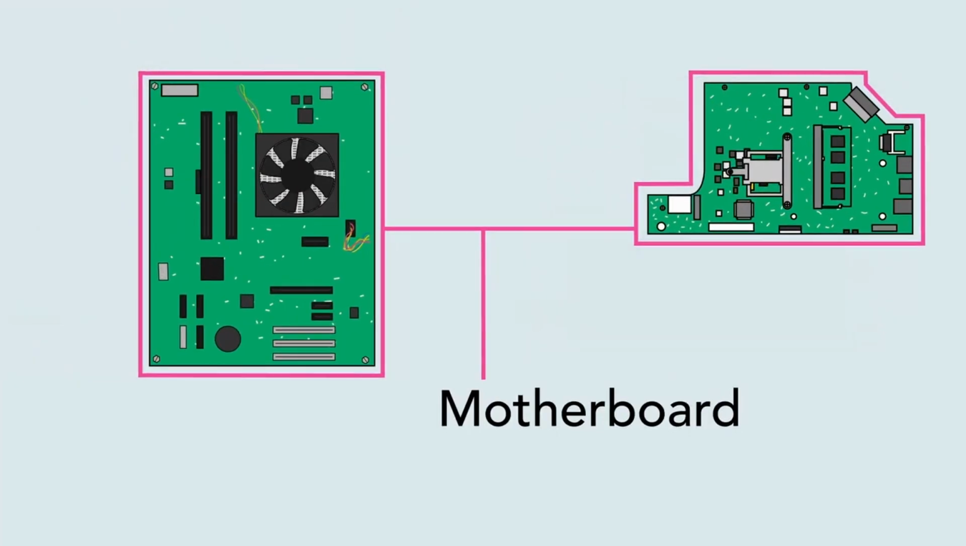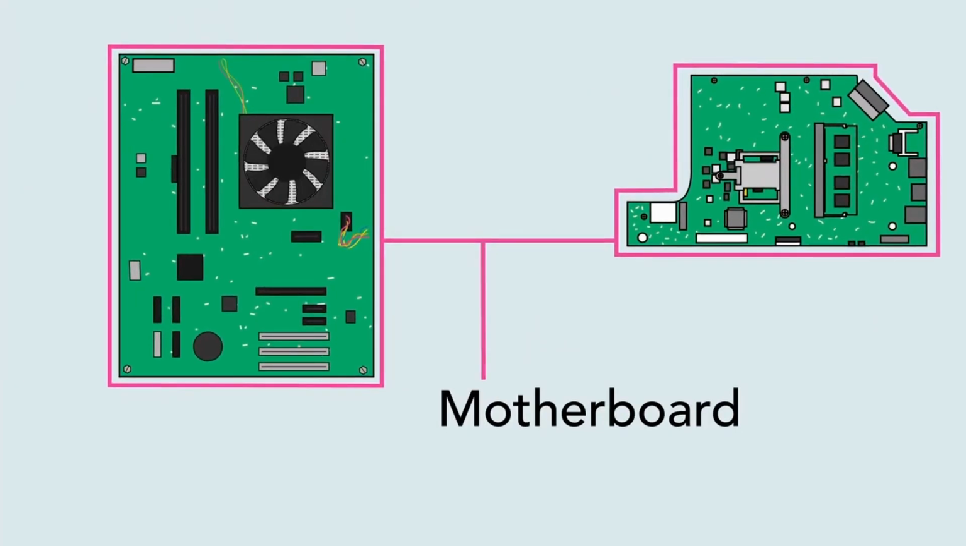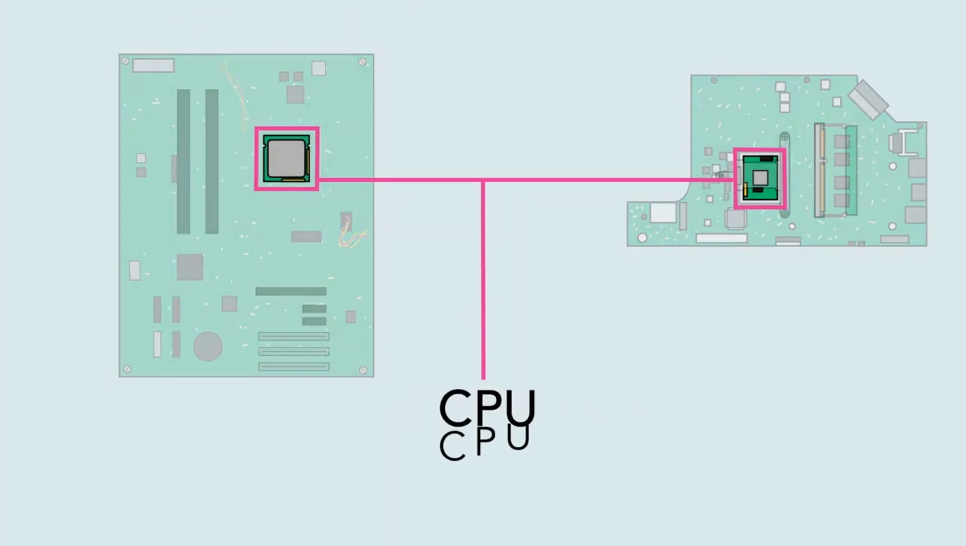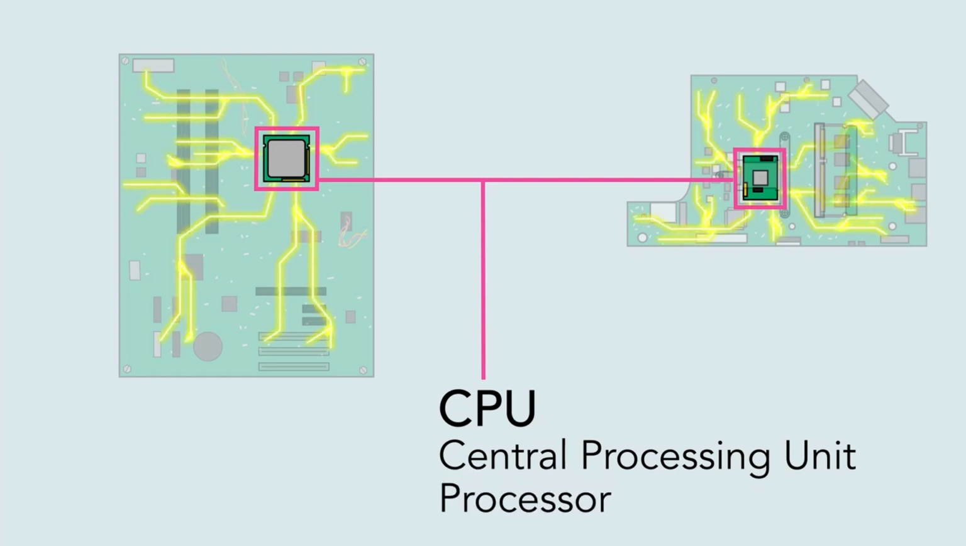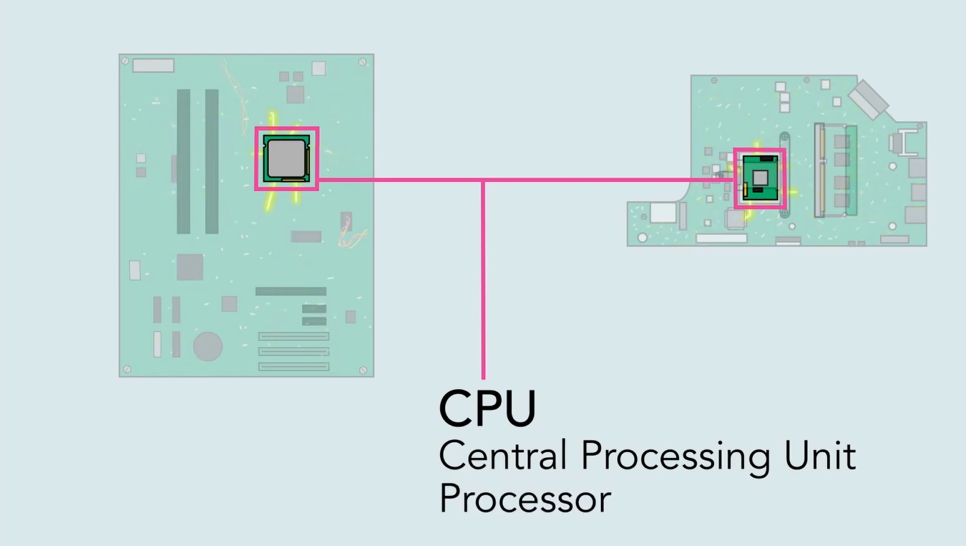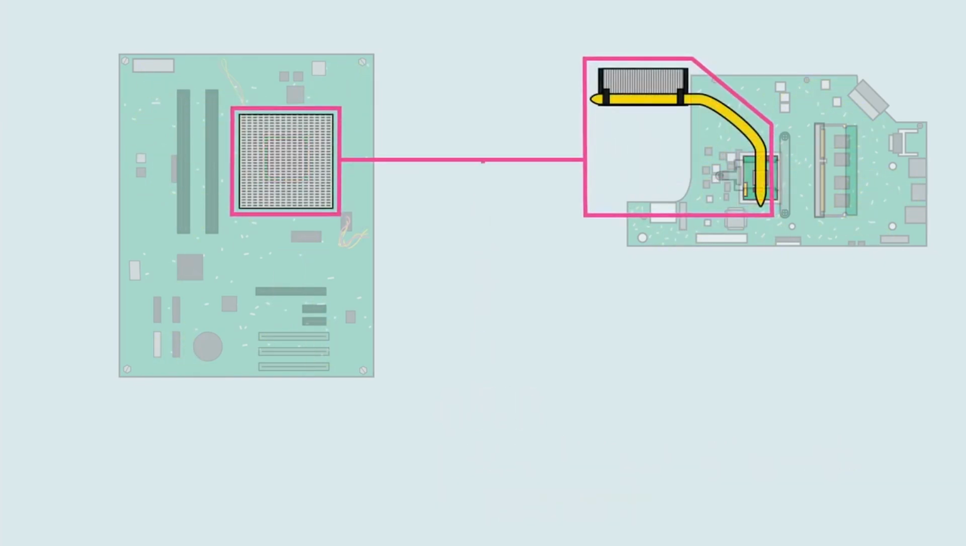This contains some of the most important parts of the computer, such as the CPU, also known as the Central Processing Unit or processor. The CPU can be considered the brain of the computer because it processes information and carries out commands. Since it tends to get hot, it's covered by a piece of metal called a heatsink, which draws heat away from the processor.